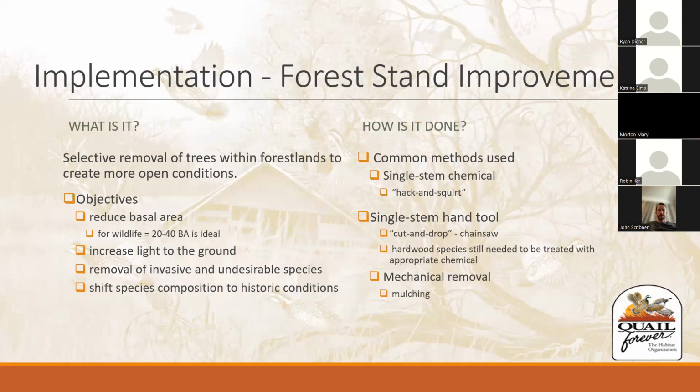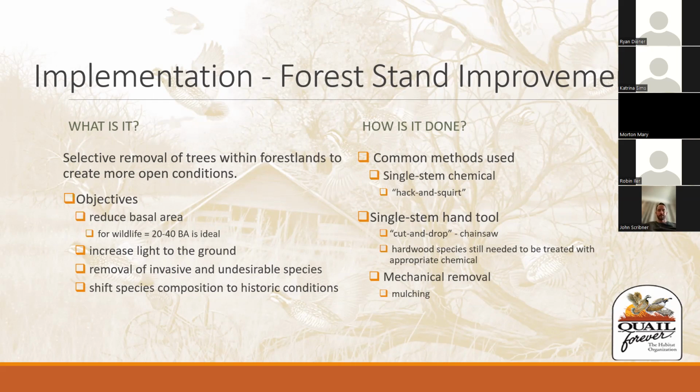So forest stand improvement, what is it? Forest stand improvement is the selective removal of trees within forest lands to create more open conditions. So some objectives that you may have when you say we're going to do forest stand improvement is to reduce the basal area. After this slide, I'm going to go over basal area in a little more detail. But for wildlife, we're specifically looking at about a 20 to 40 basal area. So those are pretty thin conditions.